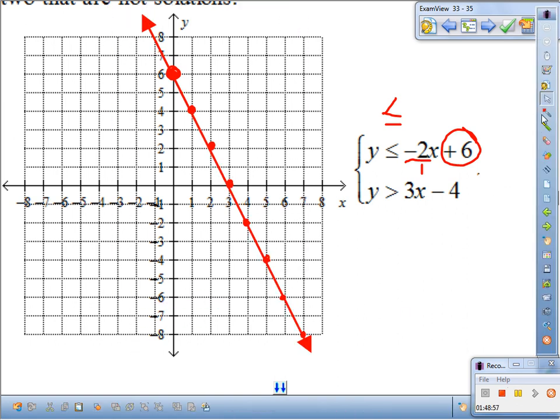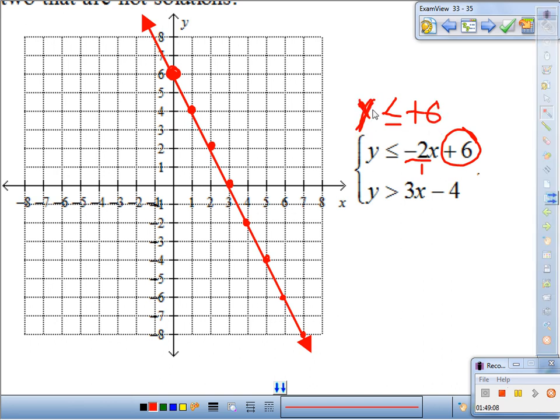There it is. But now we need to shade because it's an inequality, right? So what do I use? I use the y and the plus 6. All right, let's see. This says y is less than 6. We're at 6 right here on the y-axis. What numbers are less than 6 on the y-axis? 5, 4, 3, 2, all of these right here, which means I'm going to shade everything below or to the left of this line. So I'm going to shade everything that way.